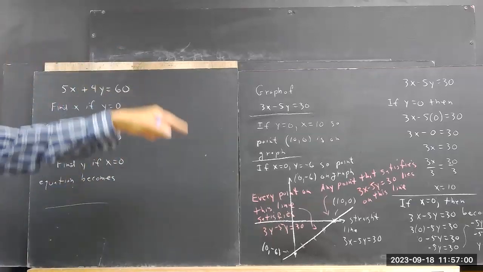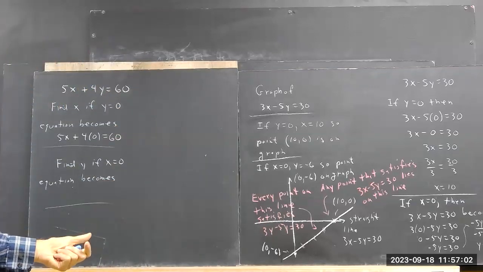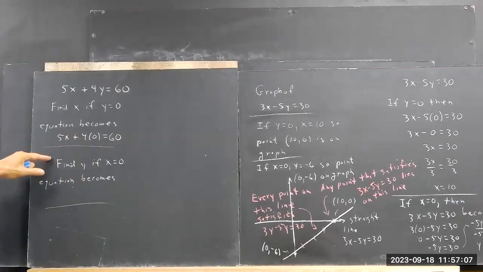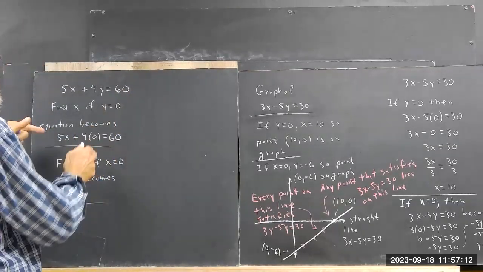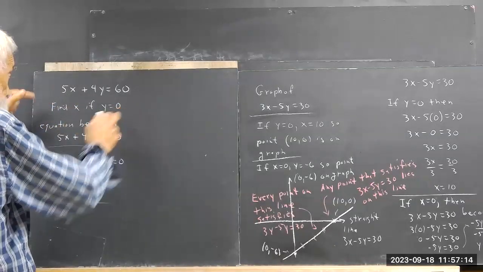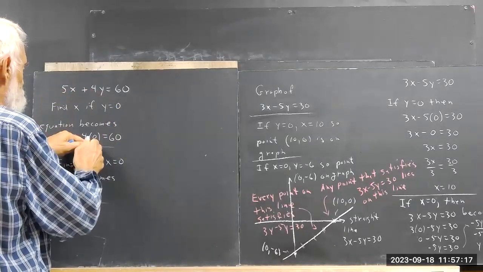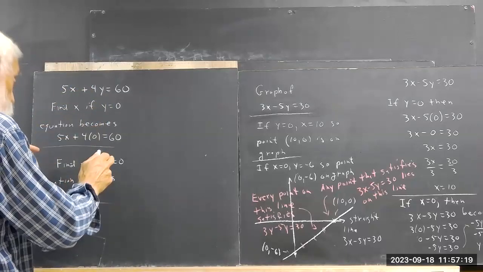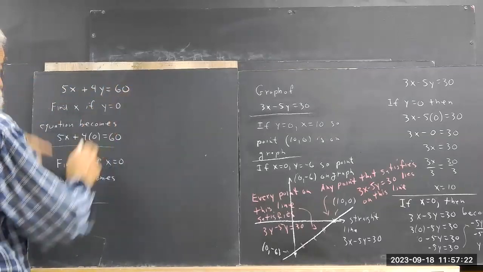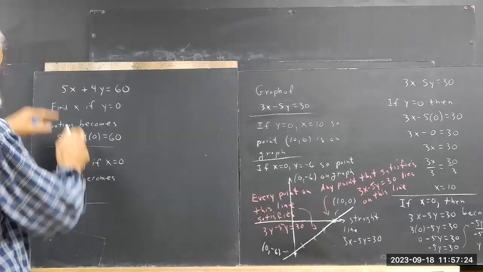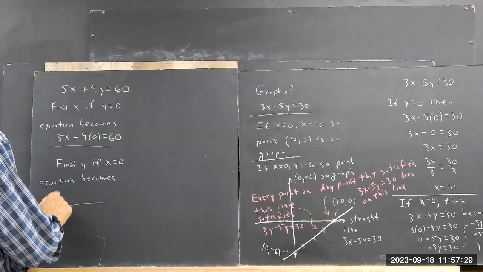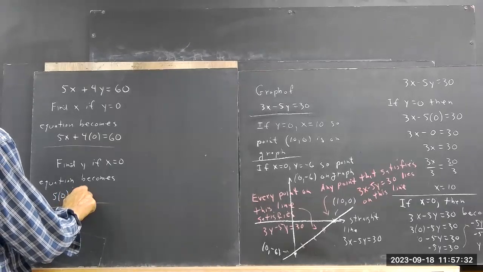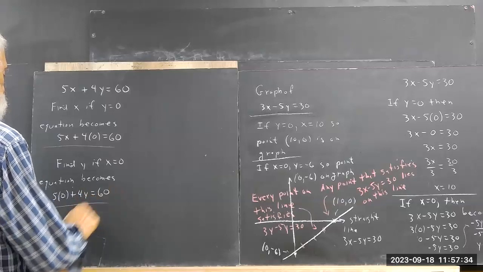I did recommend that we write it out the way I wrote it out before. Okay, but it comes down to this. And then find y if x equals 0. Well, here's our equation. Now, I recommend that you write the equation down as it is, and then see how y is being replaced by 0 in this case. Write the equation down like this. Write it down again here if you need to. And then replace x by 0 because it's told that x is 0. So this is 5 times 0 plus 4y equals 60.